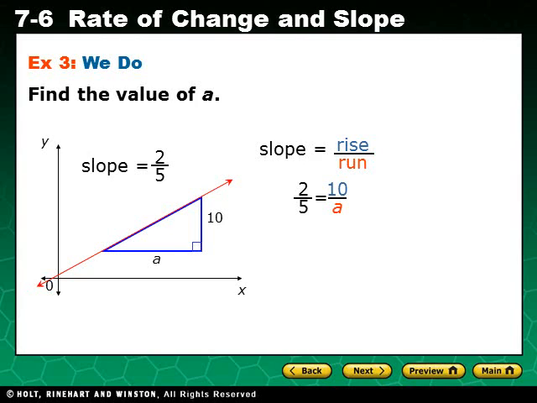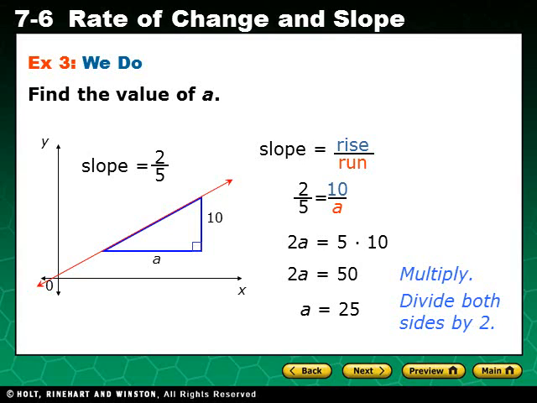If we use mental math, we can say 2 times 5 will give us 10, so 5 times 5 should be 25. So the answer should be 25, but let's cross multiply to find out. 2 times A equals 5 times 10? The answer is 2A equals 50. Divide by 2. A does equal 25. This answer will be 25.